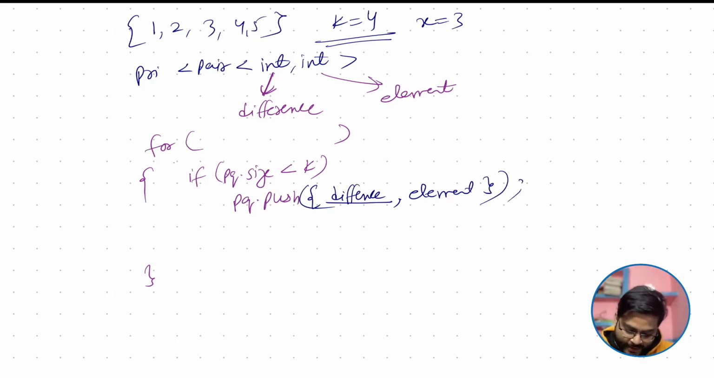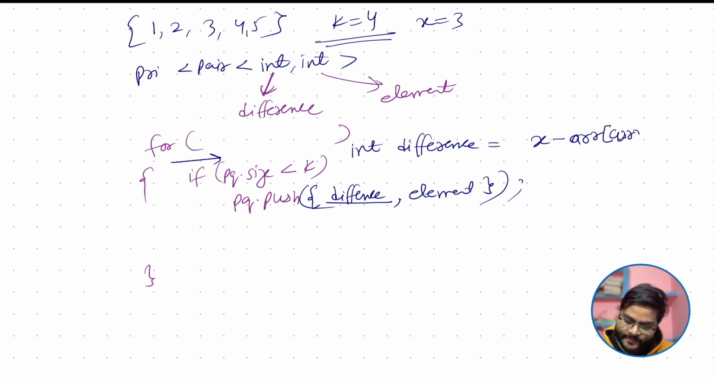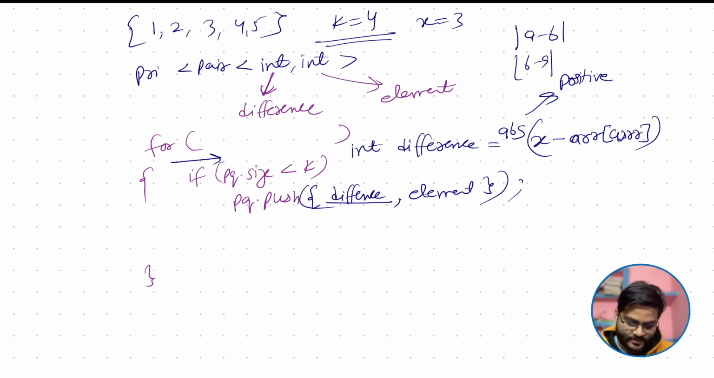Now what you can do, you can calculate the difference here. The difference will be nothing but x minus the current element of the array, so take it in abs. This will make it positive, same as a minus b or b minus a, so it will take the positive value. So we'll find the difference and put the difference here, and we'll put the element. Why? Because we want to return the element.